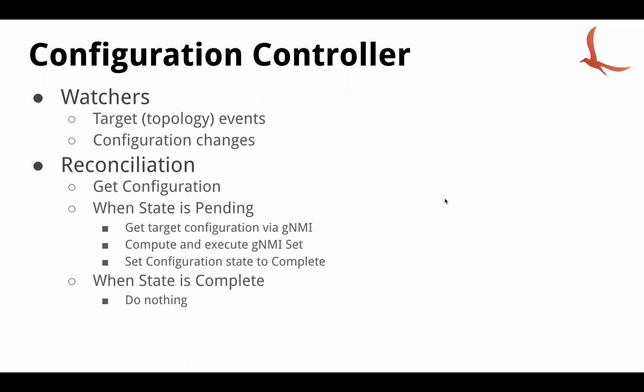Yeah, so the configuration controller, basically for when the configuration is updated, its state is set to pending, and the configuration controller, when it sees a pending configuration, gets the state from the target, computes whatever the difference is, and then sends those set operations.